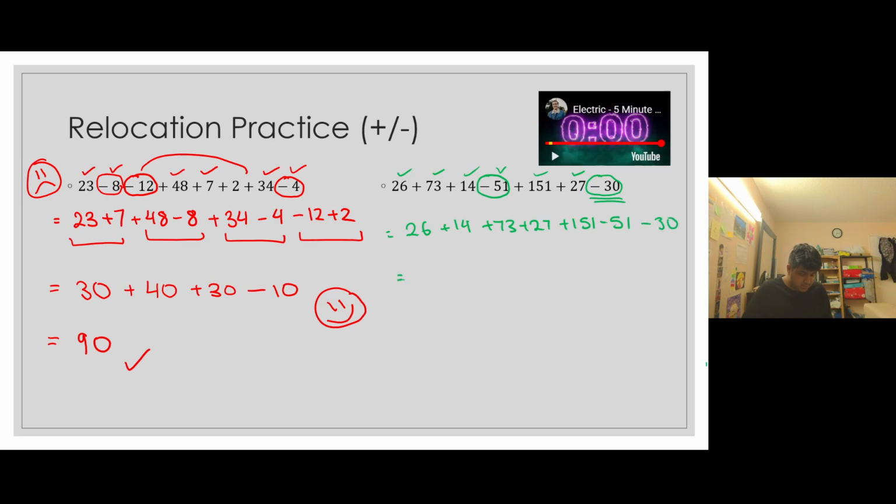And watch what happens now. Well, now we make our pairs. 26 plus 14 gives us 40. 73 plus 27, again, a nice easy pair to remember. That's equal to 100.